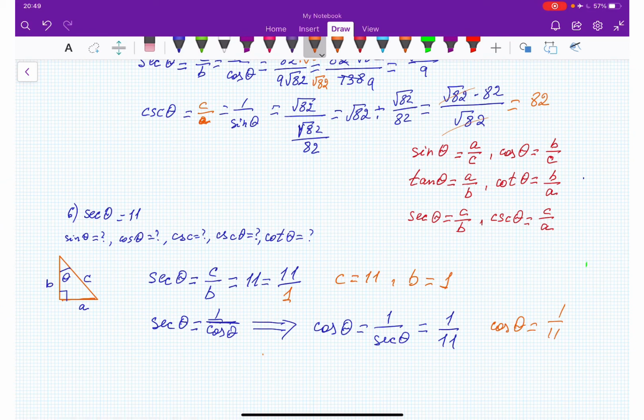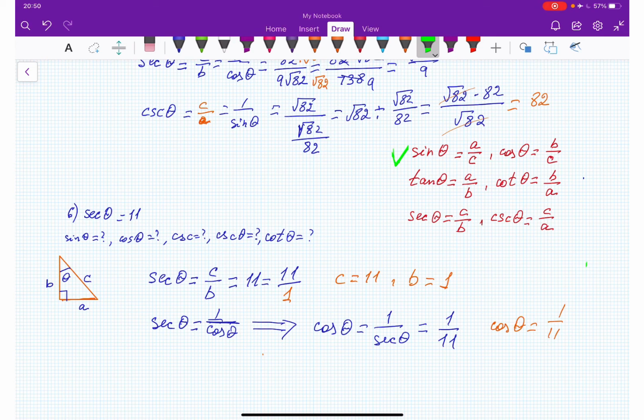Now I need to know A, because I need to find out sine, cosine, cosecant, everywhere where sine is participating. So I can find sine from the definition of the Pythagorean theorem. What's the definition of sine? Opposite leg over hypotenuse. So we need to find the opposite leg, which is A.